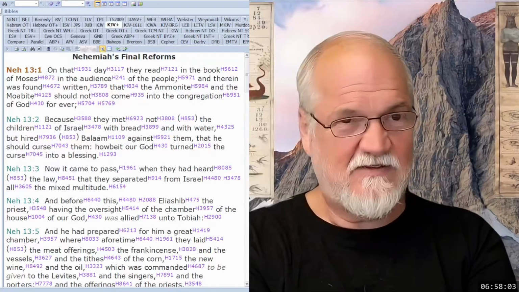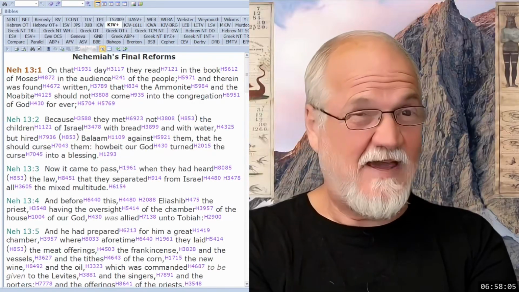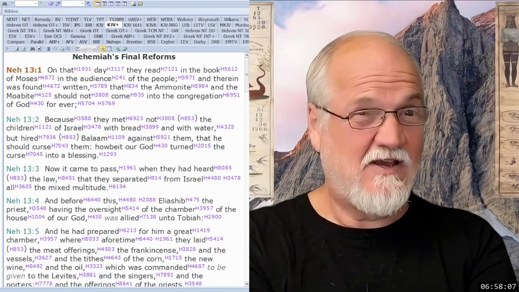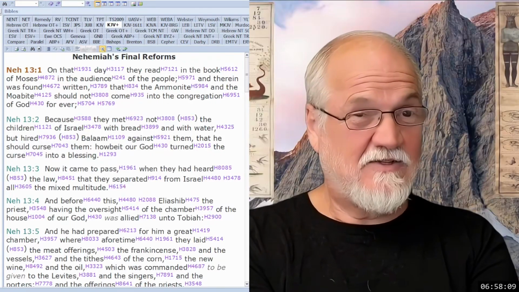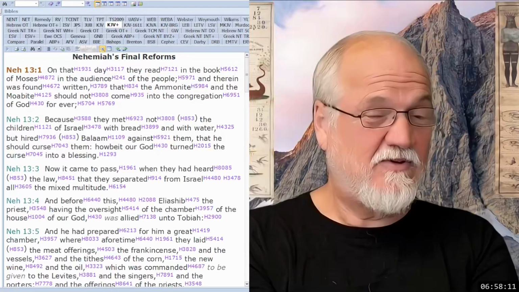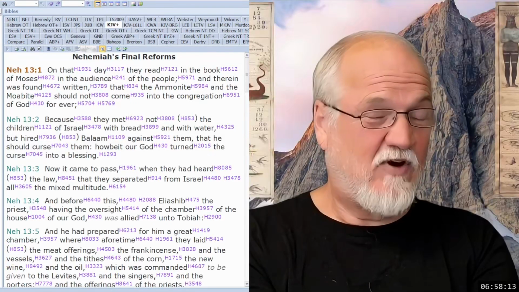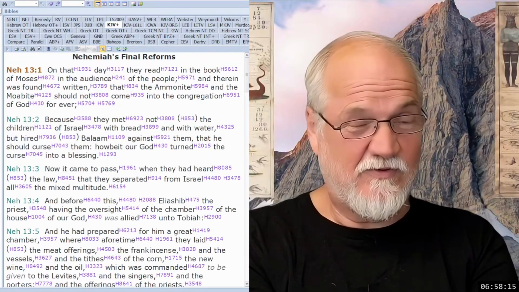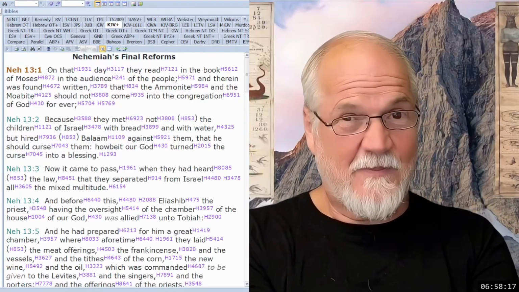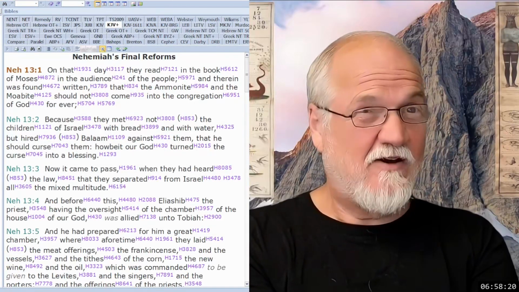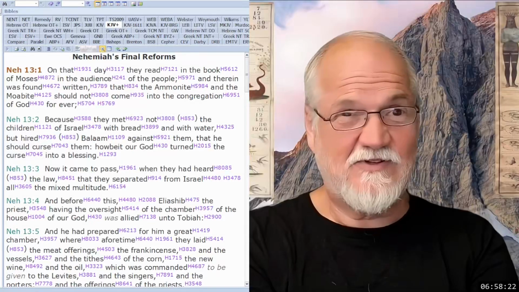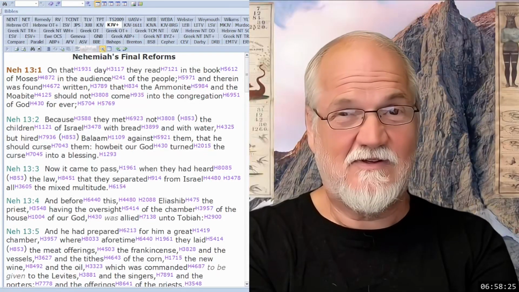It doesn't say the first day of the 7th month, but it says on that day they read the book of Moses in the audience of the people. Right. So this is going to be in the 32nd year of Artaxerxes. This is going to be in 432. Right. Any thoughts on this so far from other people? Thanks, William, for those comments, because that's very helpful.